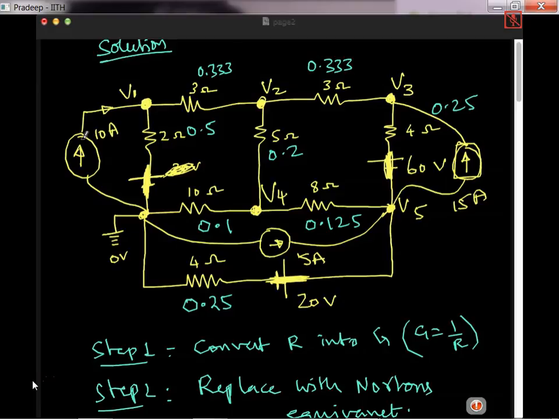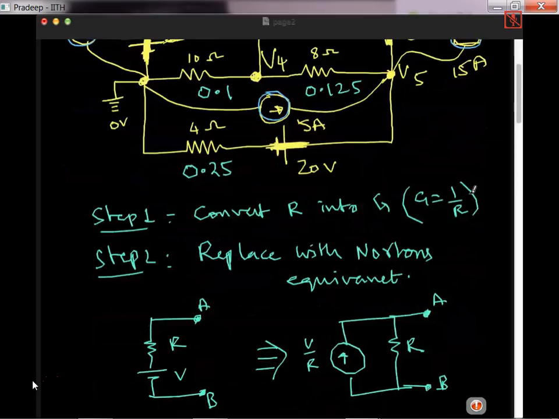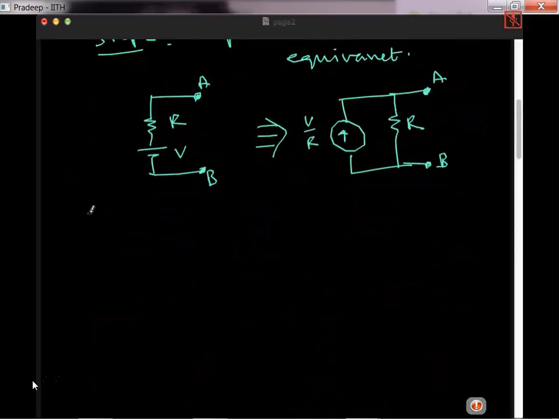So let me just highlight this. We short circuited all the 3 voltage sources, replaced with the current sources. Okay. Any doubts up to here? Step 3, write the I-bus matrix.